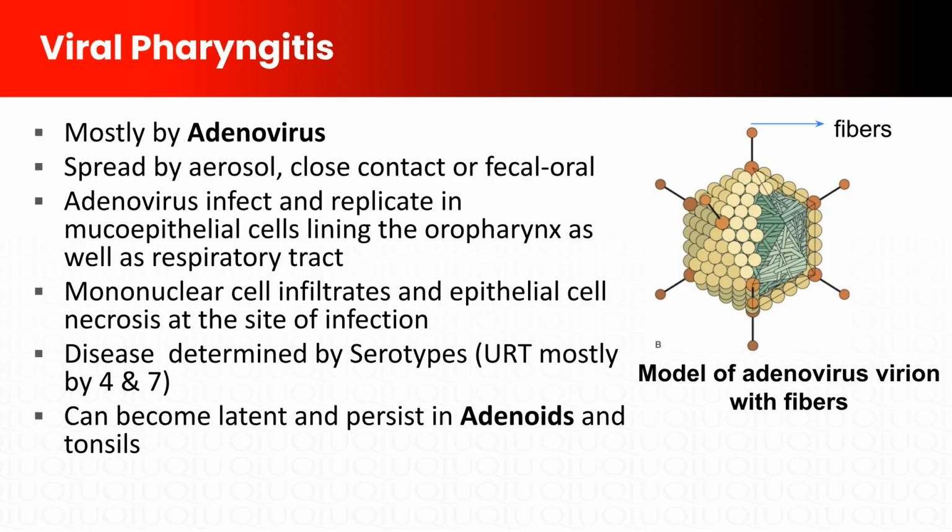Upper respiratory tract infections are mostly caused by adenovirus types 3, 4, and 7. Different serotypes have tropism for different tissues, with some preferring respiratory epithelium, others preferring conjunctival epithelium causing conjunctivitis, and others causing gastrointestinal symptoms. An important feature of adenovirus is that it can become latent and persist in adenoids and tonsils. Even after the acute infection resolves, viral DNA can remain in these lymphoid tissues. While this latency is usually asymptomatic, the virus may occasionally reactivate, and infected individuals can potentially shed virus intermittently.